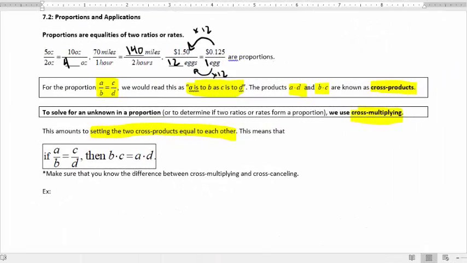So one final thing to be aware of with these proportions is the difference between when you have a proportion and when you have a multiplication problem, right? Because that's basically the difference between cross multiplying and potentially cross canceling, right? And these are things that people a lot of times get confused.